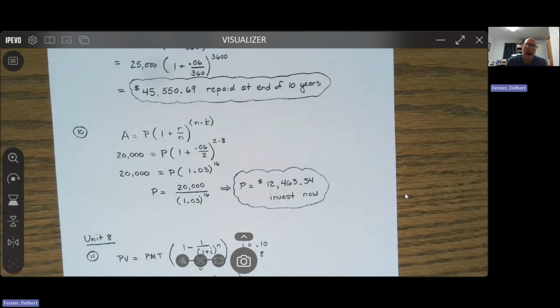$12,463.34 is how much she would have to invest right now. So at the end of that 8-year span, she would have accumulated $20,000, and that would let her go ahead and buy her new roof.